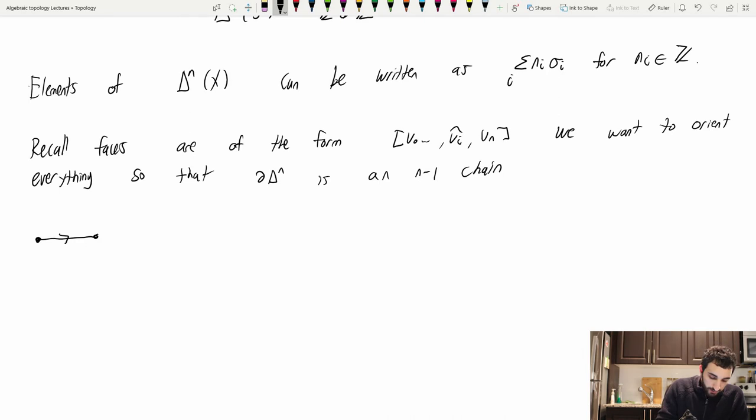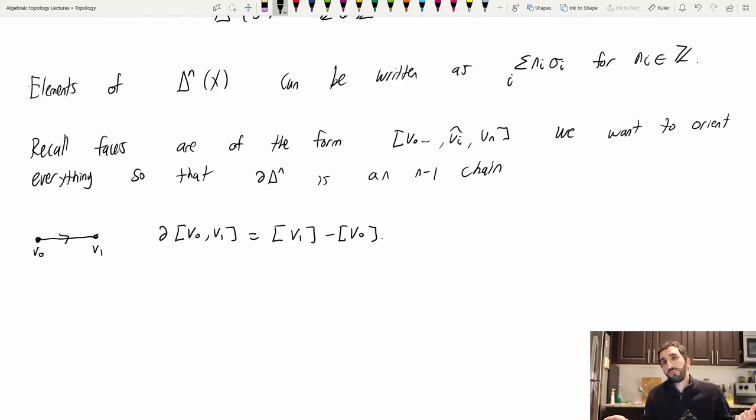A line, aka a one simplex, has a natural orientation. It goes from V0 to V1. So the boundary of V0, V1, we'll say, is the target V1 minus V0. Since the arrow is pointing to V1, we call that the positive one.